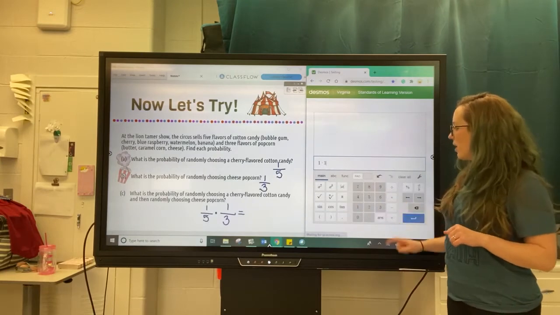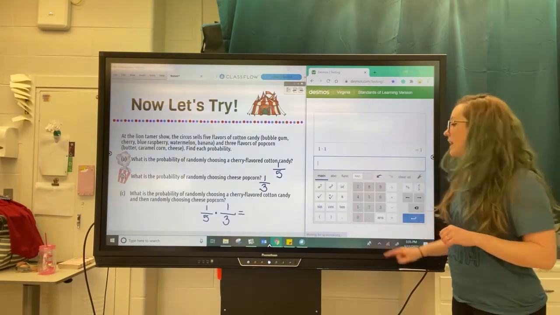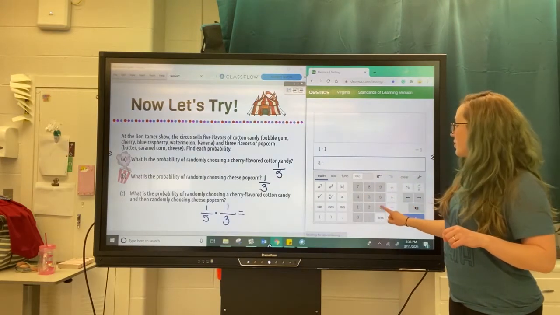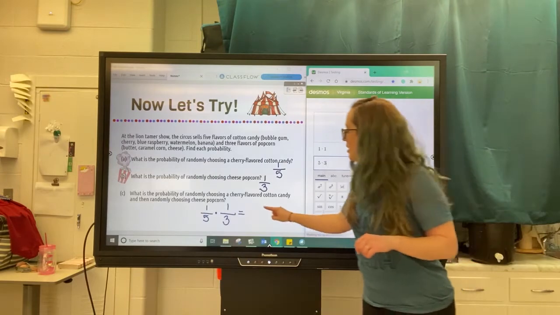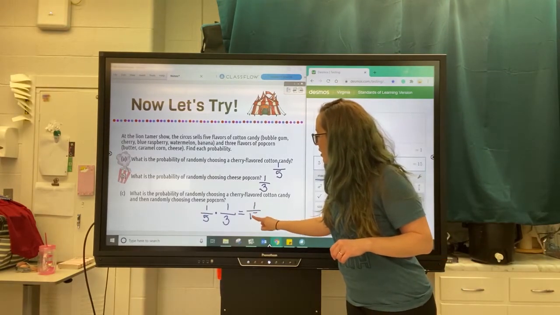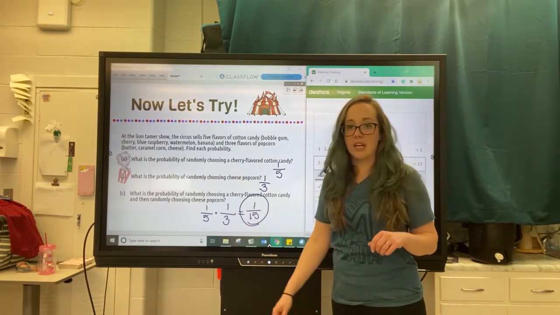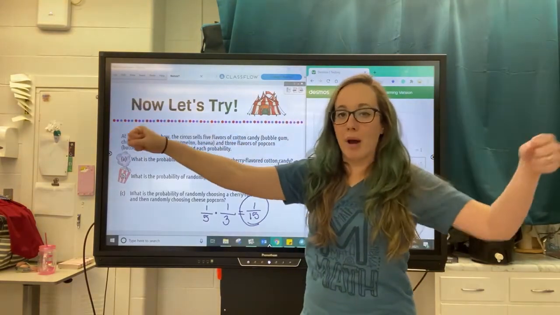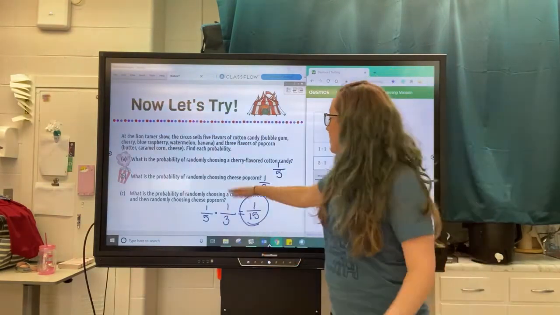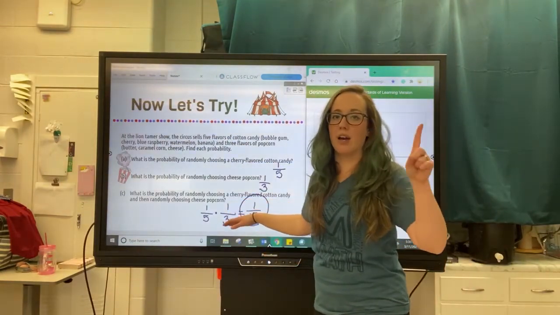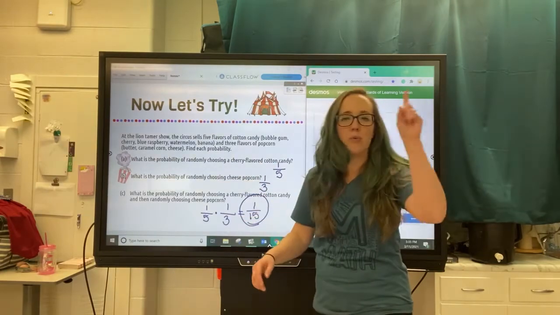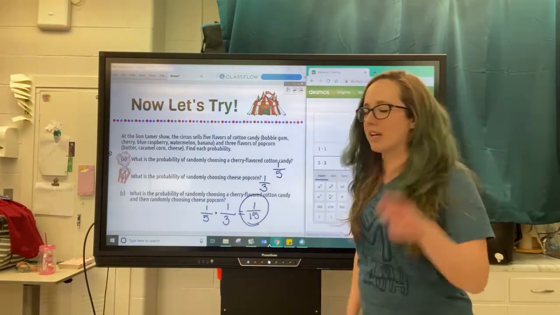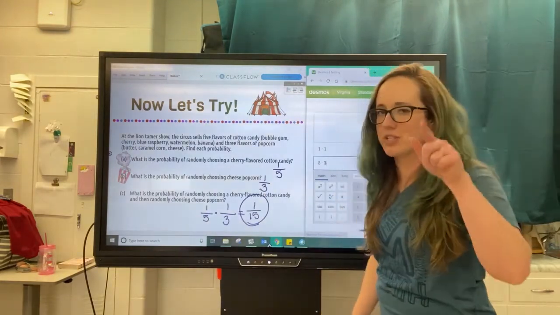1 times 1 gives me 1 for the numerator. And then on the denominator on the bottom, 5 times 3 gives me 15. So my final answer is 1 out of 15. So if you randomly chose a cotton candy and a popcorn 15 times, this combination would only happen 1 time. You would only get cherry and cheese once out of those 15 times. All right, so that's what this means, and we are going to keep practicing. So if that seems a little bit tricky, just hang in there.